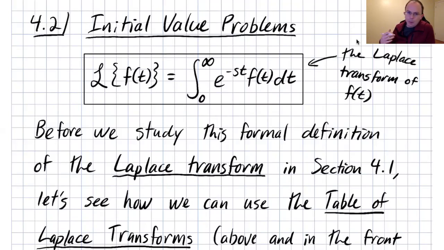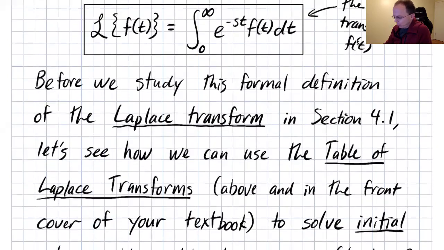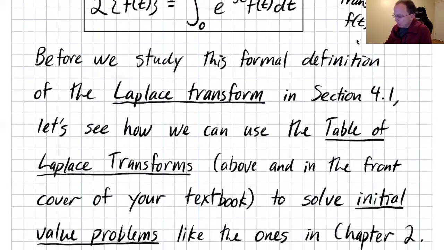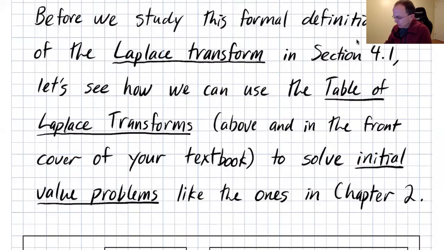However, I think it's better to see what Laplace transforms are used for first. We don't need to understand this definition in order to use Laplace transforms to solve initial value problems. We just need that table of Laplace transforms. So before we study this formal definition of the Laplace transform in section 4.1, let's see how we can use the table of Laplace transforms, which is given above in these notes and in the front cover of your textbook, to solve initial value problems like the ones in chapter 2.